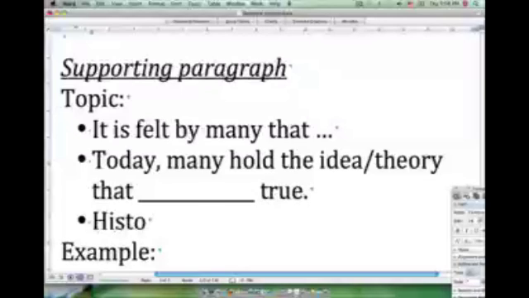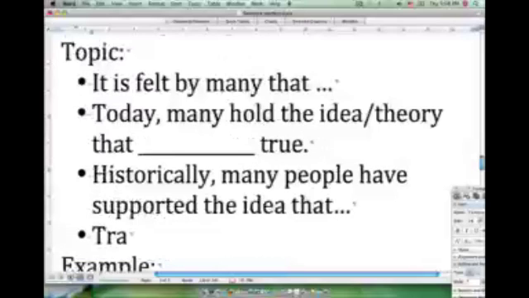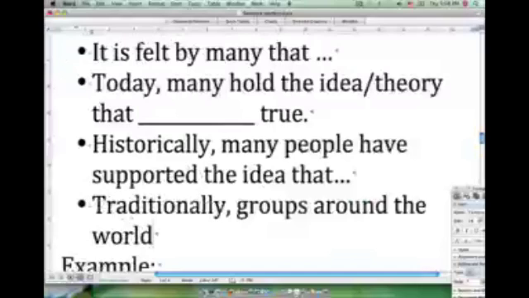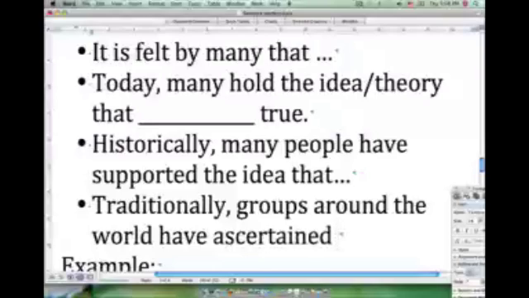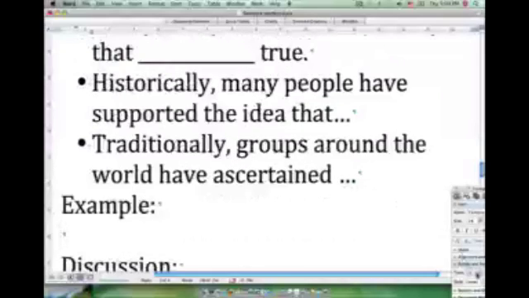Perhaps something that's a little bit older, we could try something like, historically, many people have supported the idea that, or traditionally, groups around the world have ascertained. Ascertain sort of means to reach a conclusion. So traditionally groups around the world have concluded after calculating. All ways to introduce another person's theory or argument or point of view.